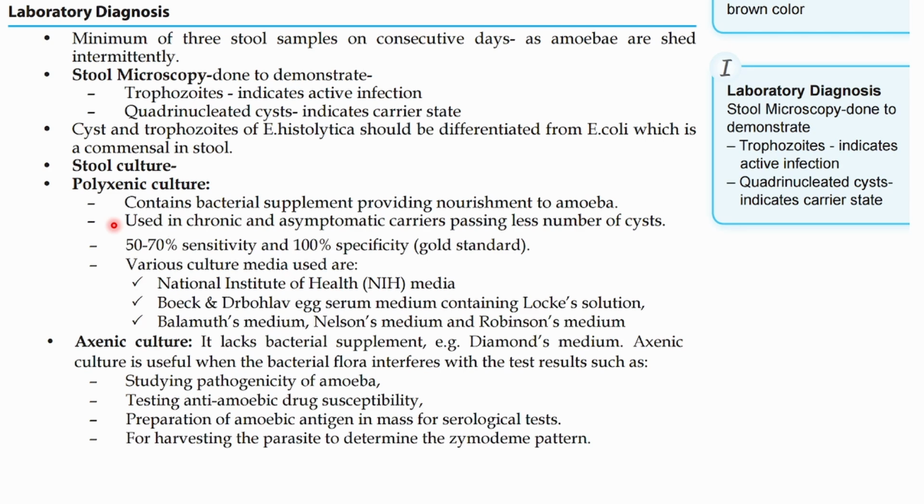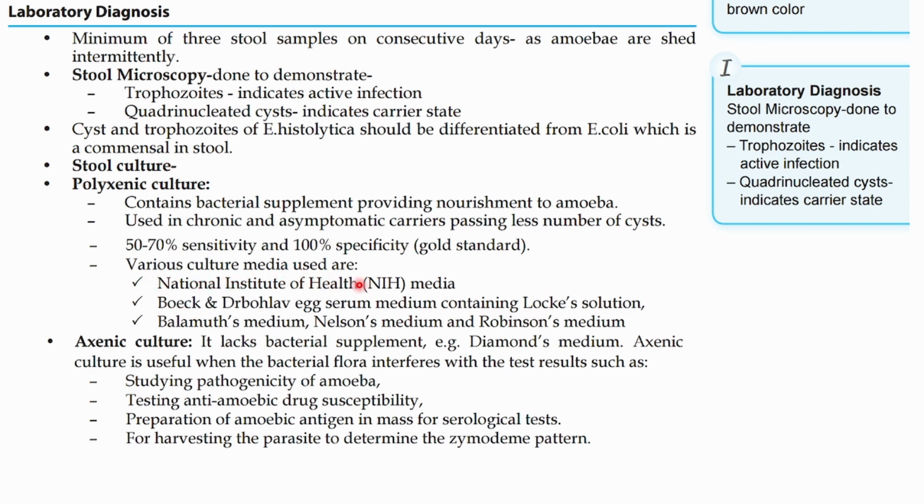What about axenic? In this case other organisms are not there, only this organism is grown on its own. So that is the difference. Polyxenic means they are trying to mimic the natural environment so that the target organism grows well. It is used in chronic and asymptomatic carriers passing a small number of cysts. It has 50 to 70% sensitivity and 100% specificity. Polyxenic culture is the gold standard.